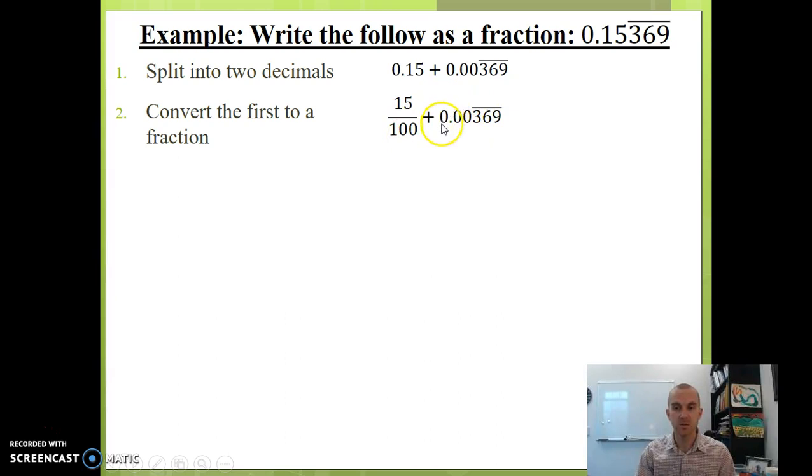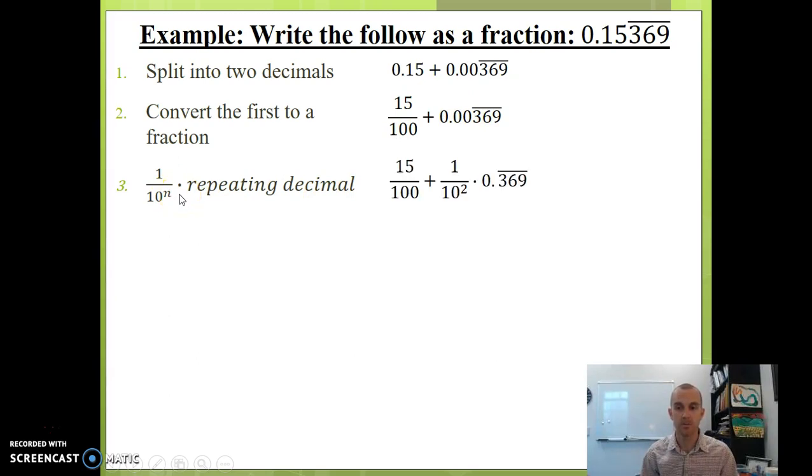So now we need to deal with this repeating decimal. And it's a little bit different because you have those zeros before it now. So the way we do it is it's 1 over 10 to the n, where n is the number of zeros that we see. And we're going to times the repeating decimal. So if we look here, we see 2 zeros, which means that for n we're going to put a 2. So 15 over 100 stays. And then instead of having those 2 zeros, we can say that's 1 over 10 to the second times the repeating 369, as if it was a standard repeating 369.